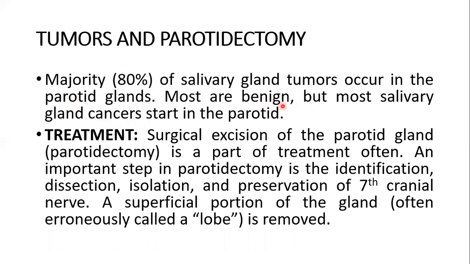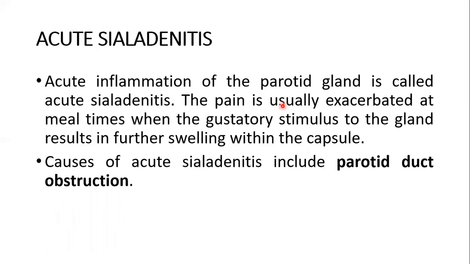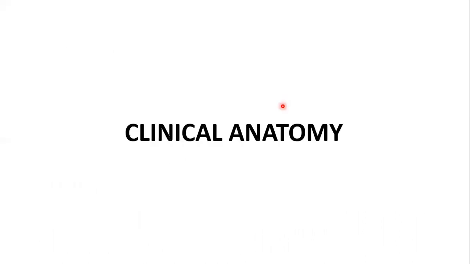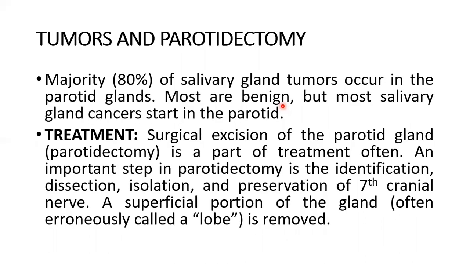What is the treatment? Of course, this is surgical excision of the gland, which is called parotidectomy. So an important step is the identification, dissection, isolation, and preservation of the facial nerve. Because this is a point that the nerve fibers run horizontally through the gland, and the arteries are vertical.